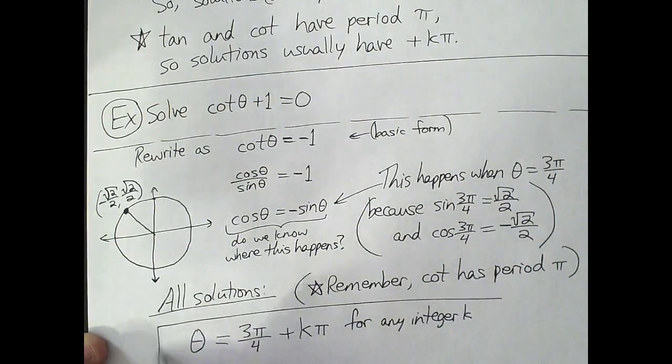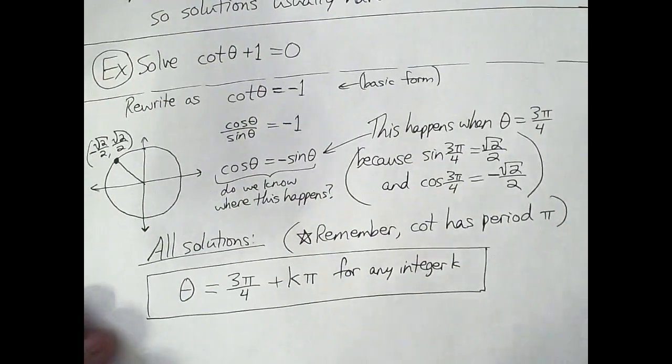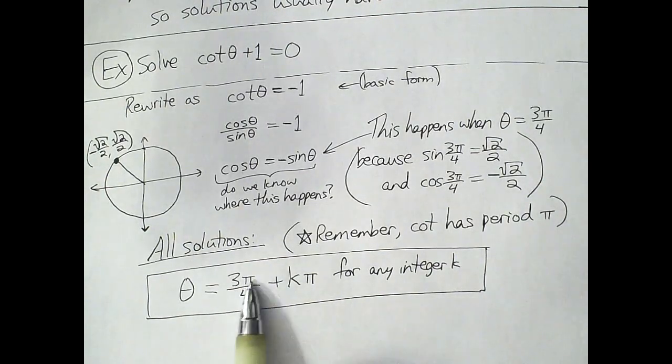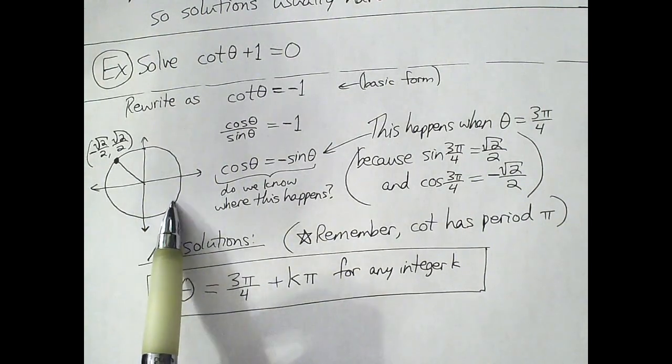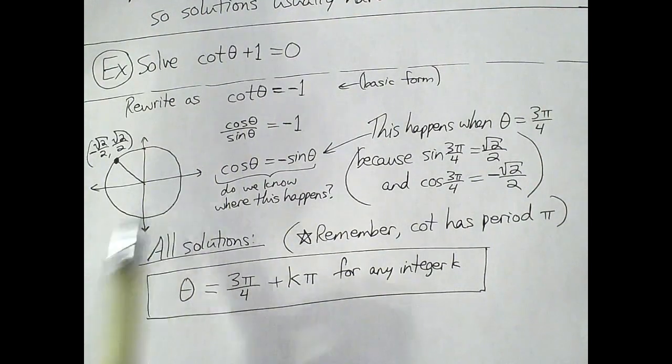If you were to draw a graph of cotangent, which we did a while back in an earlier section, you would see that it repeats itself every pi units. So if there's an answer at 3 pi over 4, there's also going to be an answer exactly pi later. You could kind of tell from the unit circle too. If you add pi, you wind up here, and you could check that that is also a solution.